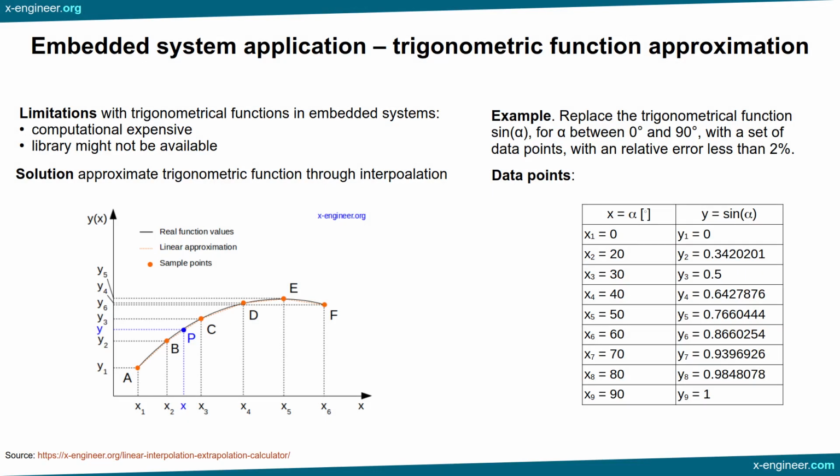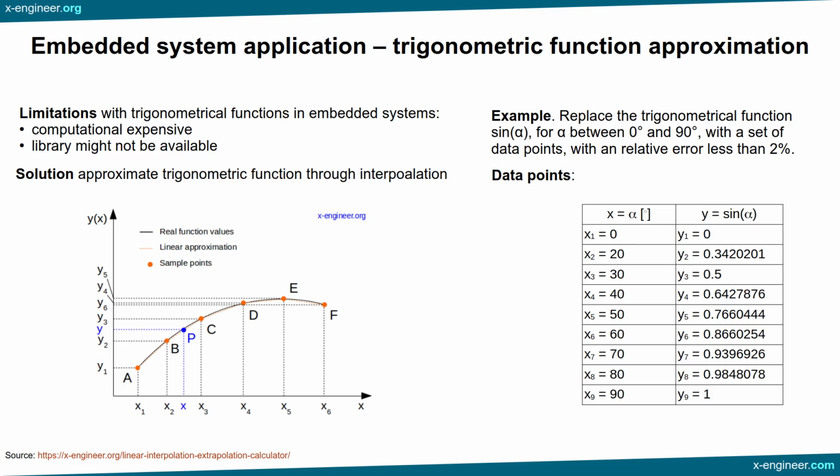In embedded systems, trigonometric functions like sine and cosine pose certain challenges. First, they are computationally expensive, meaning they require significant processing power. Second, the necessary mathematical libraries might not be available on resource-constrained microcontrollers. A practical solution to this problem is to approximate trigonometric functions using interpolation.